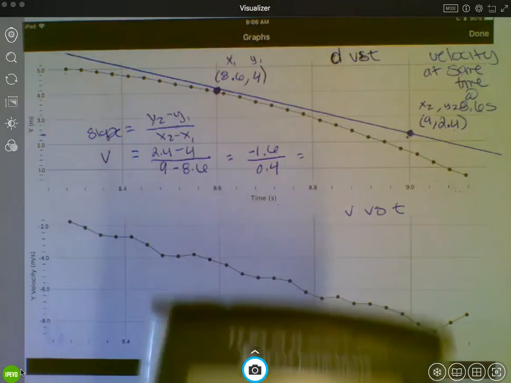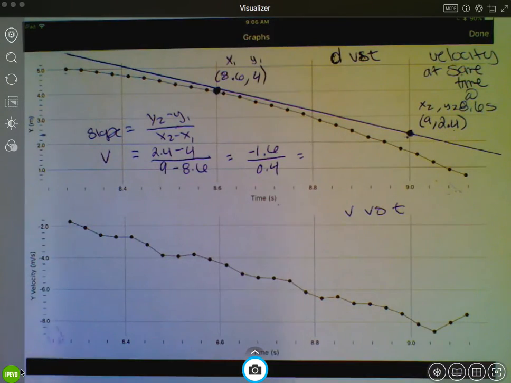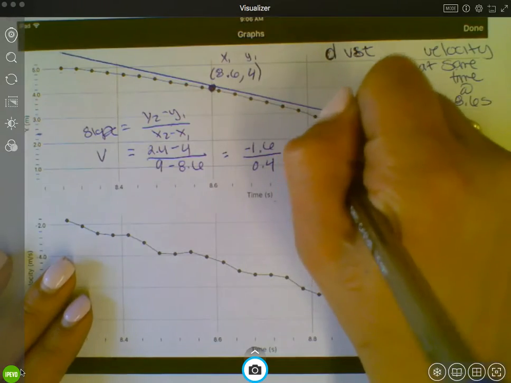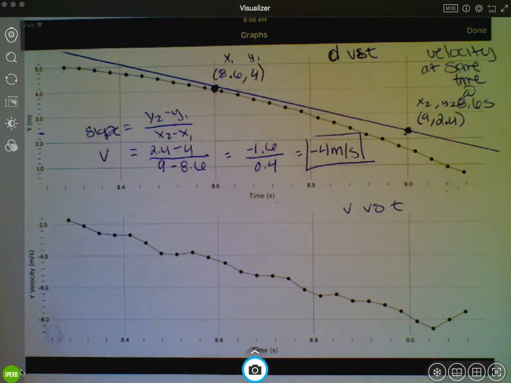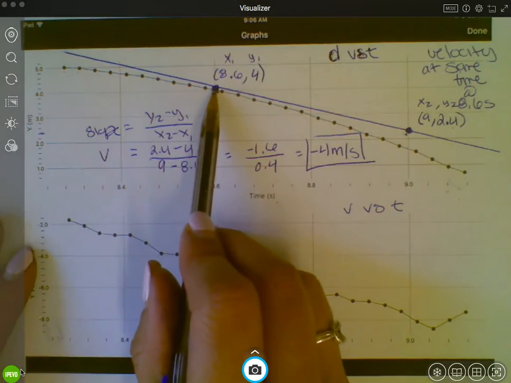And then I'm just going to plug that into my calculator, and I get negative 4. Since it's the velocity, it'll be in meters per second. So that's the estimate of the velocity at that point.